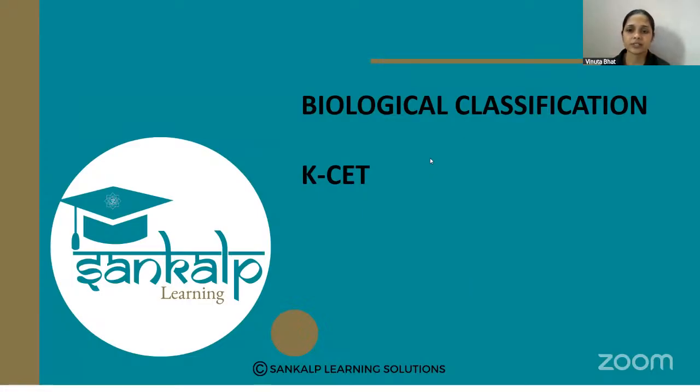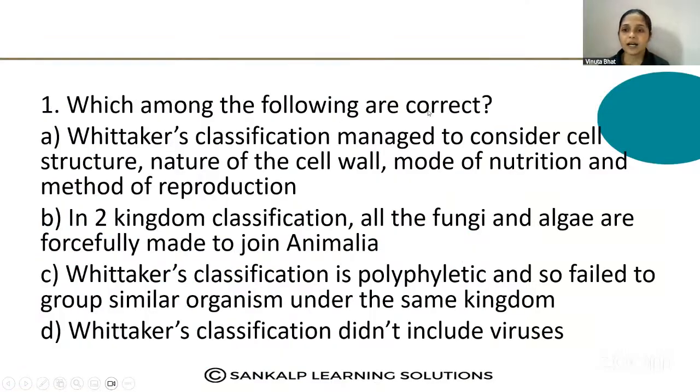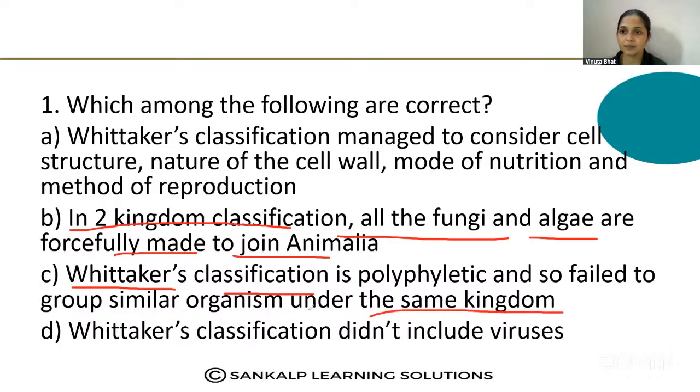Then let's start with the first question. Which among the following are correct statements? Okay, read the statements. Whitaker's classification managed to consider cell structure, nature of the cell wall, mode of nutrition, and method of reproduction. Here, this is the first sentence. In two kingdom classification, all the fungi and algae are forcefully made to join Animalia. Read the sentence 3. Whitaker's classification is polyphyletic and so failed to group similar organisms under the same kingdom. And Whitaker's classification didn't include the virus.